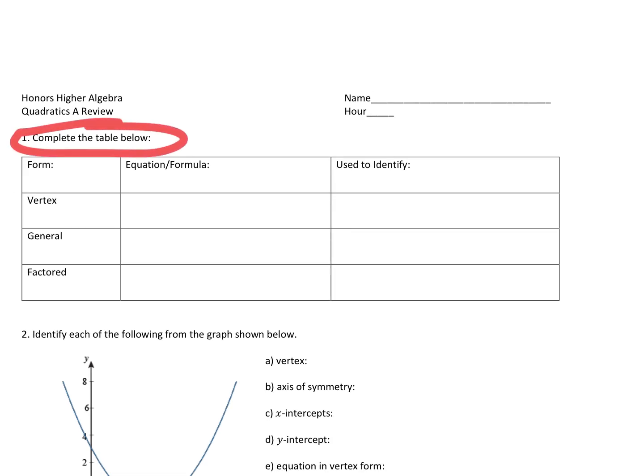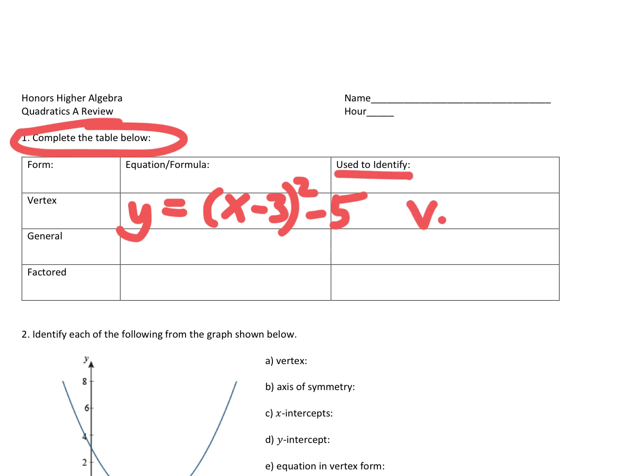Complete the table below. Vertex. What is that? Oh, yeah. That's that vertex form of a quadratic. I'm going to give you an example of one. This one's in vertex form. And surprisingly, it's used to identify the vertex. Do you get the vertex here would be (3, -5)? That's one that's in vertex form.